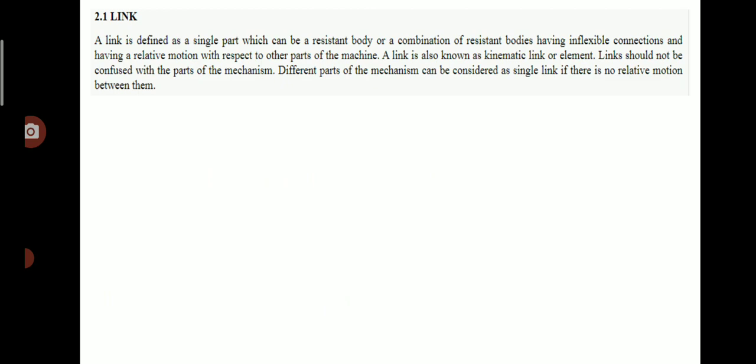In a particular manner, a link is defined as a single part which has a resistant body or combination of resistant bodies having inflexible connections and having a relative motion with respect to other parts of a machine. A link is also known as a kinematic link or element. A link should not be confused with the parts of the mechanism. Different parts of the mechanism can be considered a single link if there is no relative motion between them. So this is nothing but the proper definition of the link.